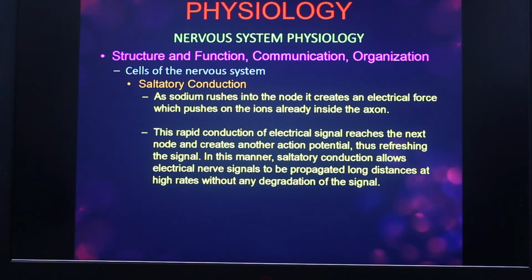As sodium rushes into the node, it creates an electrical force which pushes on the ions already inside the axon. This rapid conduction of the electrical signal reaches the next node and creates another action potential, thus refreshing the signal. In this manner, saltatory conduction allows electrical nerve signals to be propagated long distances at high rates without any degradation in the signal.